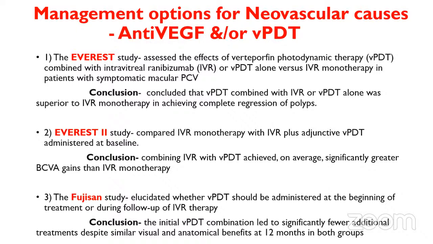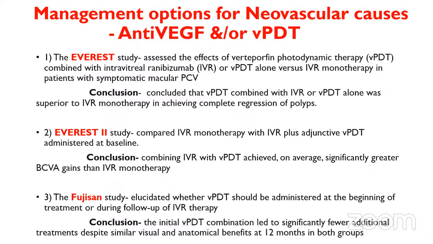The second is the EVEREST 2 study comparing IVR monotherapy with IVR plus adjunctive VPDT administered at baseline. So the conclusion was combining the two achieved on average significantly greater BCVA gains than IVR monotherapy. So in EVEREST 2, the main difference was that both were combined at the baseline and not subsequently after 3 months.